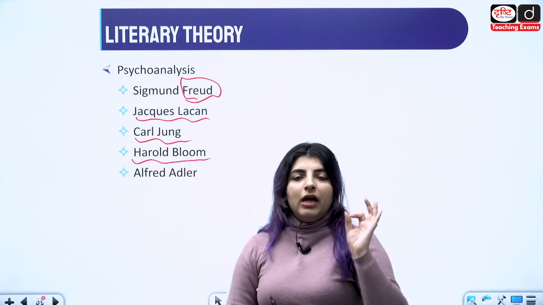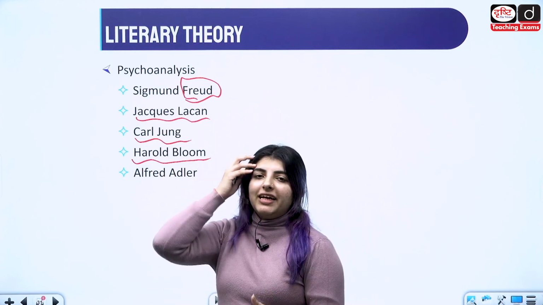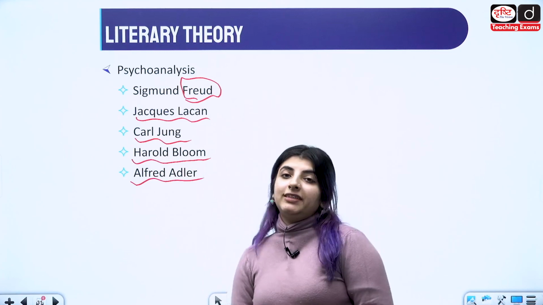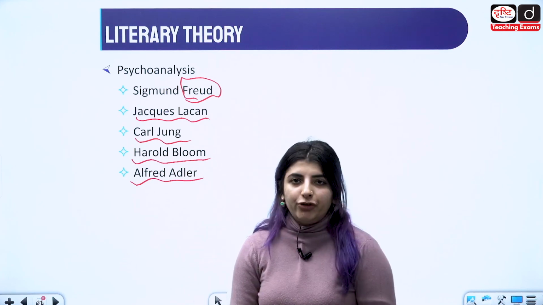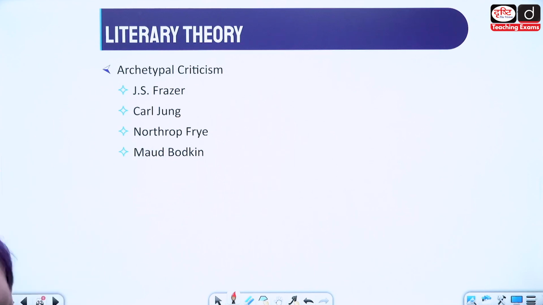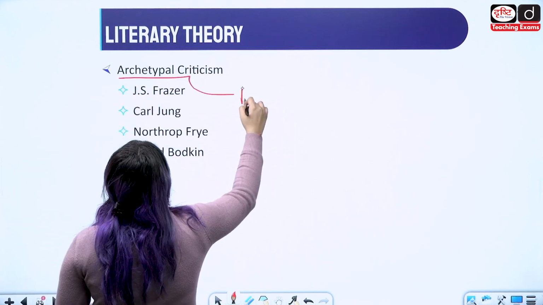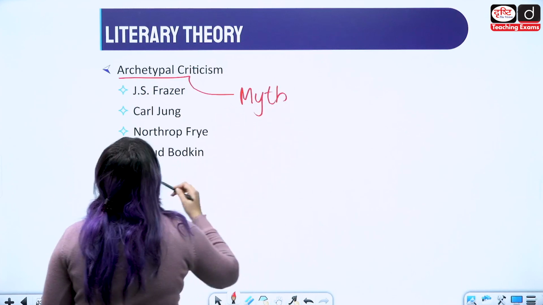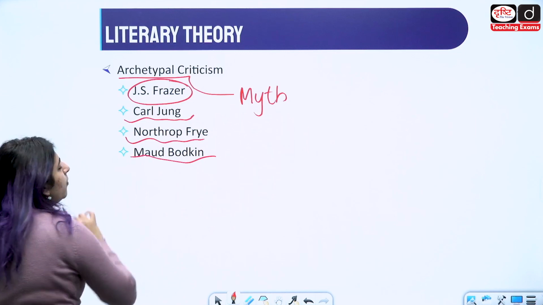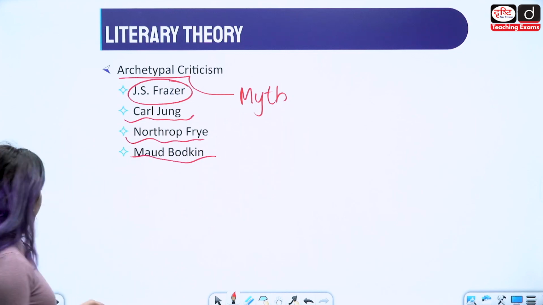Harold Bloom with the term, the anxiety of influence. And then Alfred Adler, who is associated with the concept known as inferiority complex. Correct? Then we have archetypal criticism, which is also known as myth criticism. J.G. Frazer, Carl Jung, Northrop Frye, Maud Bodkin, these are the theorists that we are going to cover.